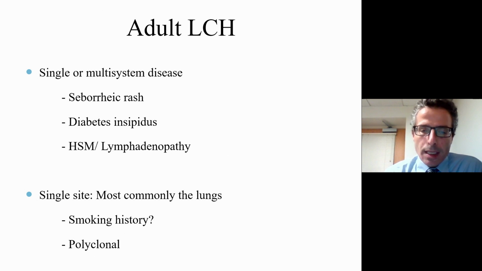So when the disease is a multi-system disease, in addition to the cysts in the lungs, you also have a seborrheic rash, diabetes insipidus, and lymphadenopathy and hepatosplenomegaly in most patients.